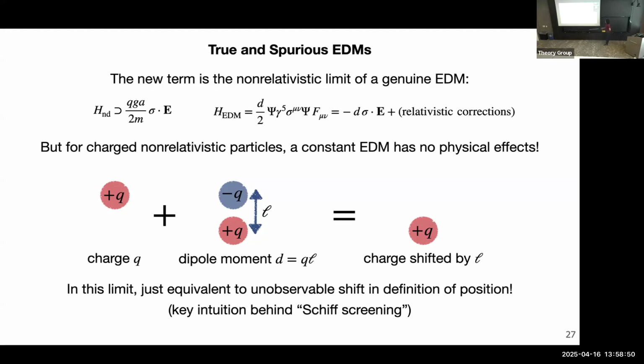If we had worked in some weird setup where the position operator was defined so that we said it was here, while the charge was actually over here, then it would give you this term in the Hamiltonian. But that's not actually a dipole moment, that is just an artifact of defining position wrong. And that's actually the key idea behind what is called Schiff's theorem, where they shield EDMs.